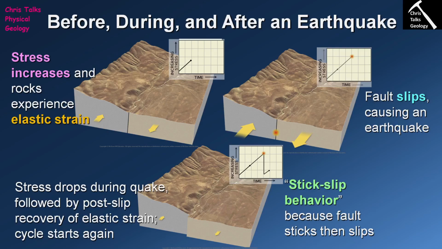Now, that doesn't go for every fault. There are some faults that are actually in constant motion, so they don't actually stick, but the vast majority of faults will have this stick-slip behavior, and so they have the capacity to produce earthquakes. Now, most of these earthquakes will be very small, you'll barely even feel them. However, there will occasionally be some earthquakes produced which are very, very large and can cause a lot of damage.